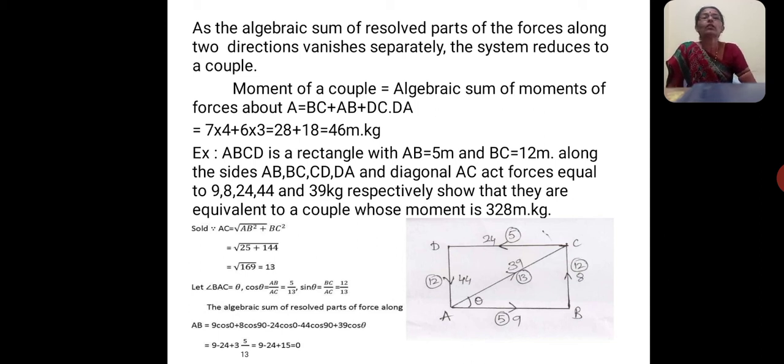The next problem is: ABCD is a rectangle with AB equal to 5 meter and BC equal to 12 meter. Along the sides AB, BC, CD, DA and the diagonal AC act forces equal to 9, 8, 24, 44 and 39 kg respectively. Show that they are equivalent to a couple whose moment is 328 meter kg.